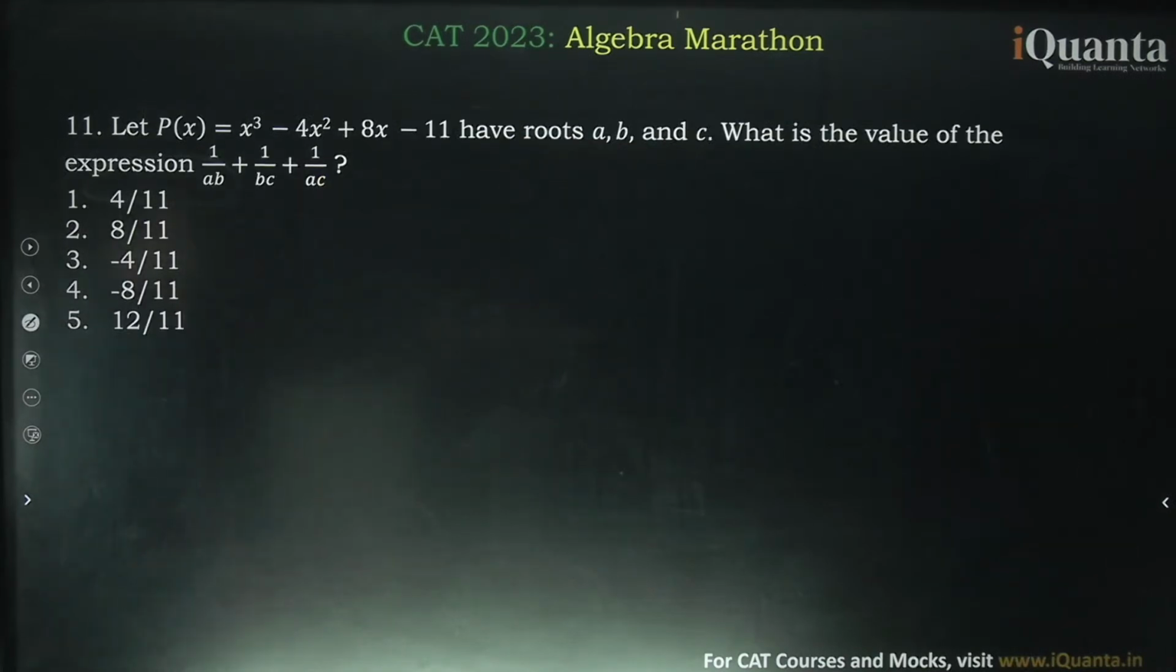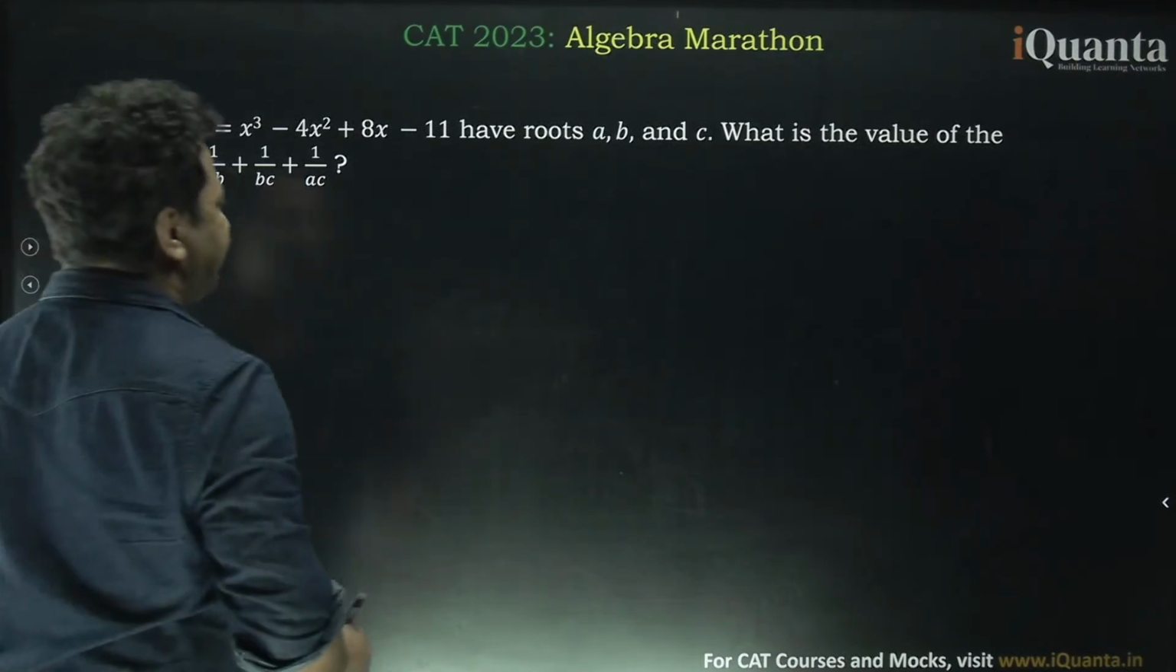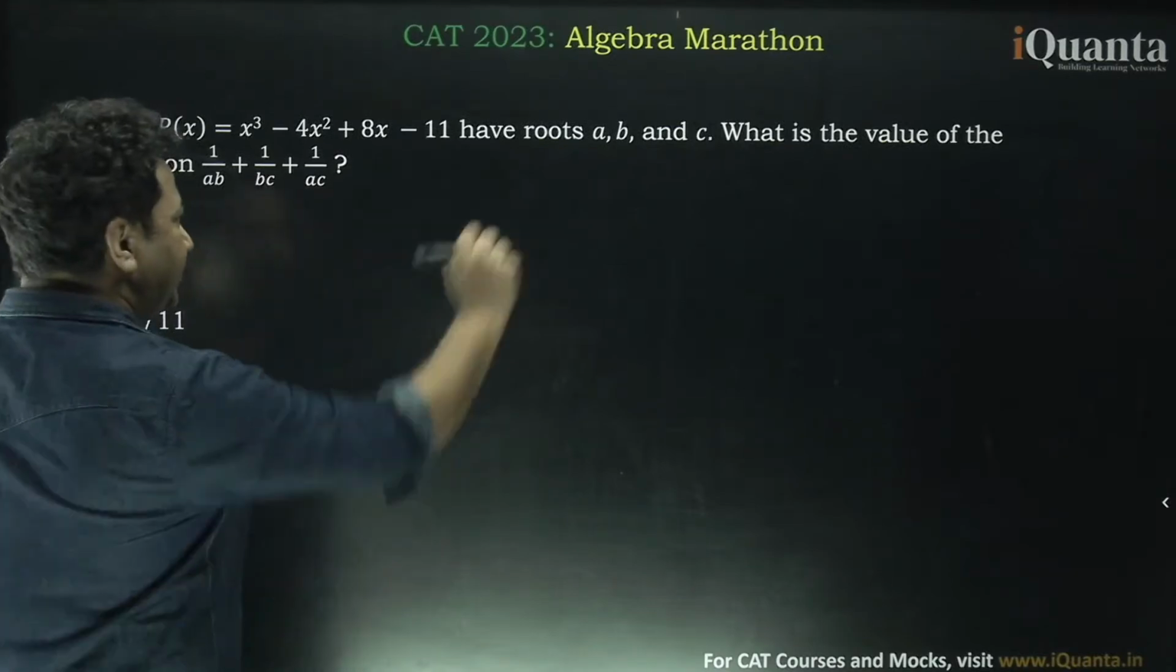Let p(x) is equal to x cube minus 4x square plus 8x minus 11 have roots a, b and c. What is the value of this expression? Okay, so before solving this question, I need to discuss something with you, a concept. Now listen to this carefully.